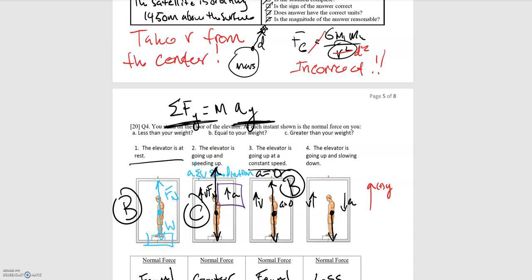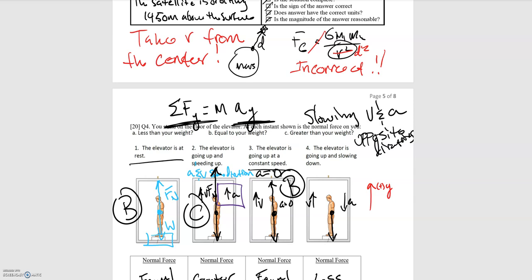And then 4, the final one: the elevator is going up and slowing down. The velocity must be in the direction of motion, which is up. So velocity is positive, or up. We're slowing down. Slowing down is code for v and a, velocity and acceleration, being in opposite directions. Again, this is from the previous modules.